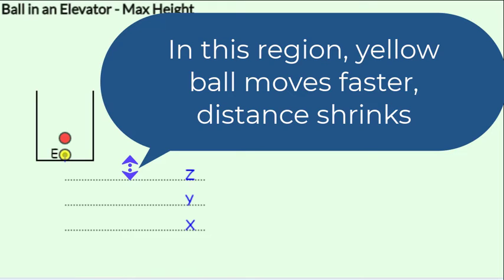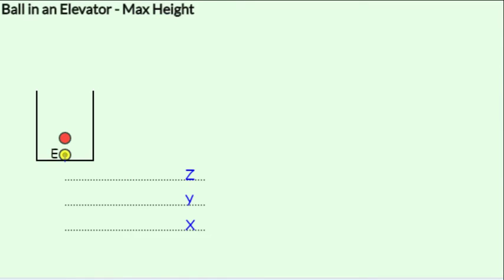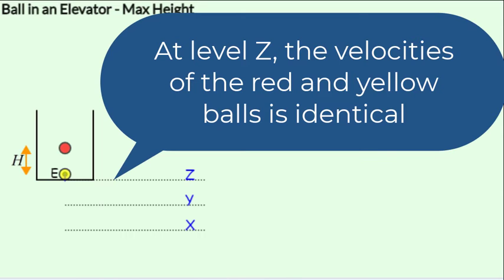This is a case of the maximum height from the ground, but it is clearly not the maximum displacement, as can be seen. What we are interested in is the maximum displacement between the red and yellow balls. So up to level Z, the red ball is faster, and beyond Z, the yellow ball is faster. And at Z, the velocity of the red and yellow balls is the same.